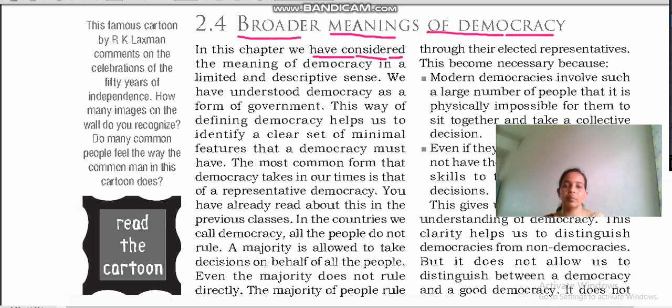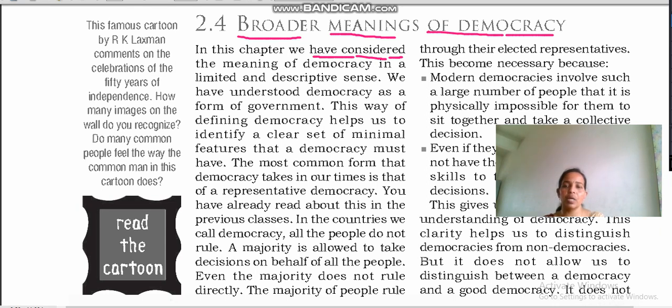The most common form that democracy takes in our times is that of a representative democracy. Nowadays, representative democracy is followed. This is the common form of democracy followed throughout the world. You have already read about this in the previous classes.